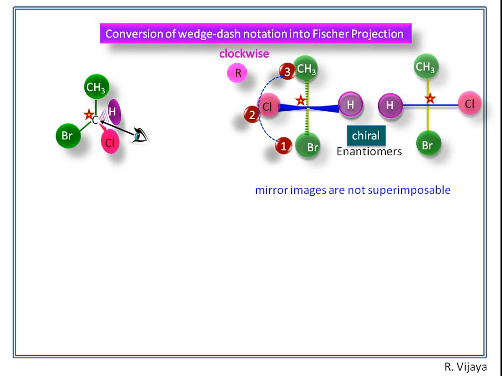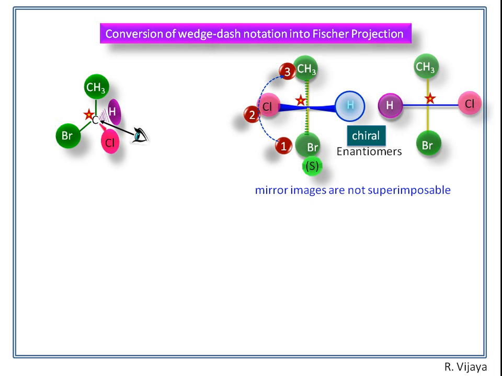Instead of that, I am going to change the configuration, that is, interchanging the configuration, we get the S configuration for this molecule. This is one of the simplest ways to assign the RS configuration if the least priority atom or molecule is towards the observer.